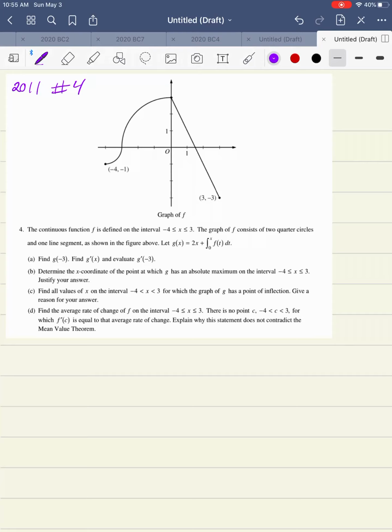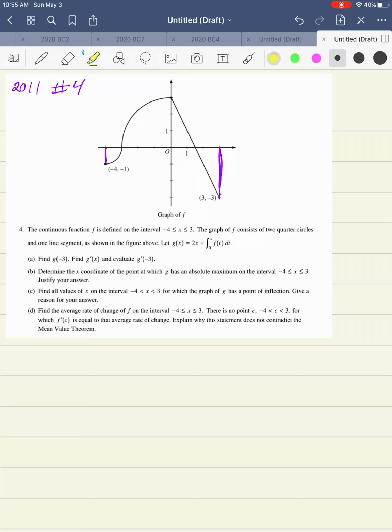So we got continuous function f, and f is graphed above. It says f consists of 2 quarter circles and one line segment. So we got 2 fourth circles and then a straight line, and the straight line creates triangles. That will be important for area.